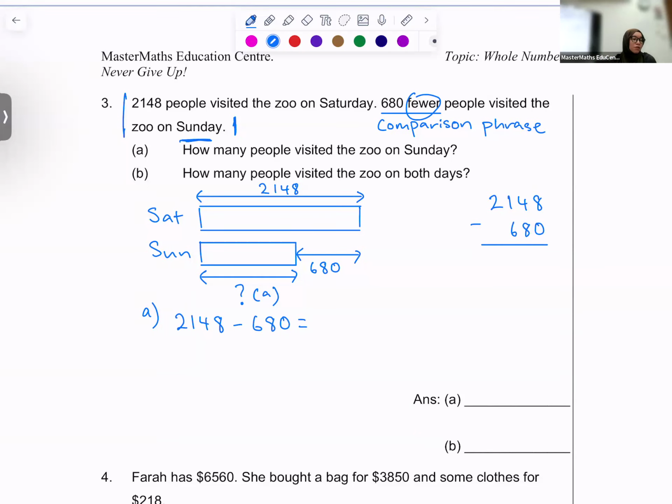The second thing that we have to make sure of is if we need to rename, if we need to borrow from anywhere, we must borrow from the number beside, okay? Not two numbers away, but the number beside. What do I mean by that? So first, 8 minus 0 is 8, no problem there, right? Okay? Then next, 4 minus 8, can or cannot? Can.